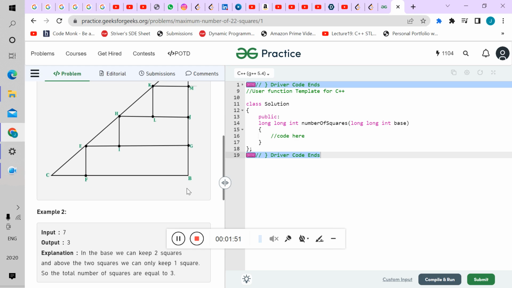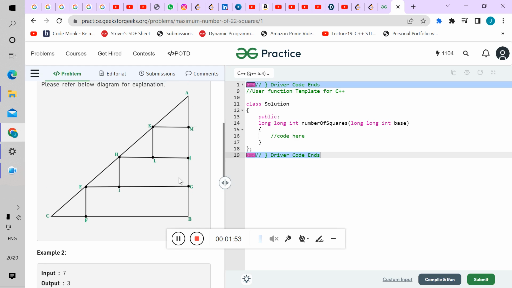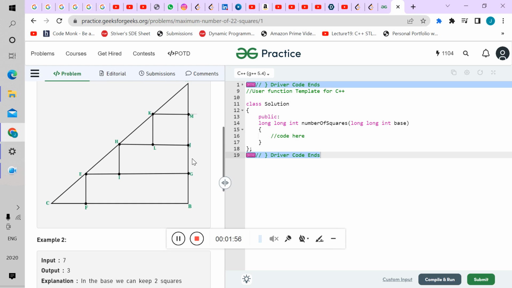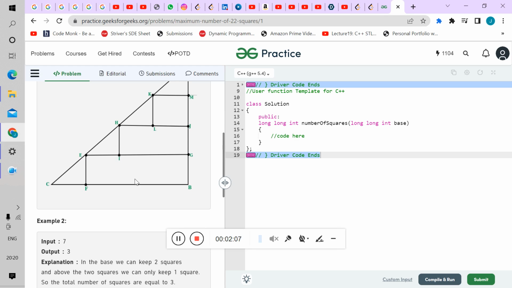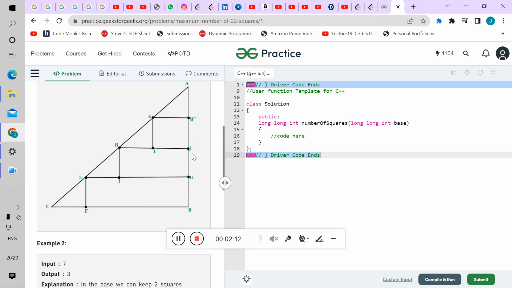So how do we approach this problem? In this problem we have to go order-wise, starting the traversal from the reverse. You can see that it is an isosceles triangle, so this side must be equal to this side, right? If I take this small triangle, it is also a right angle triangle. So CF must be equal to EF, since it is an isosceles triangle, right?